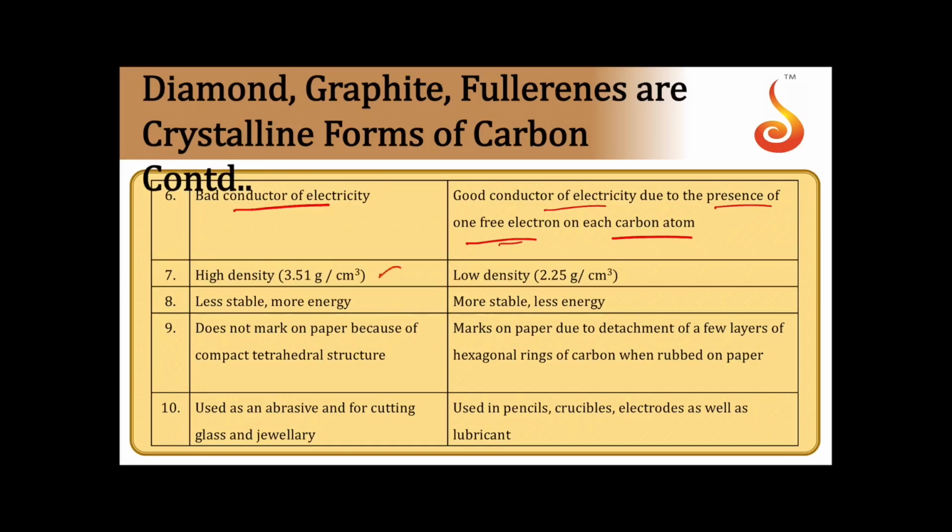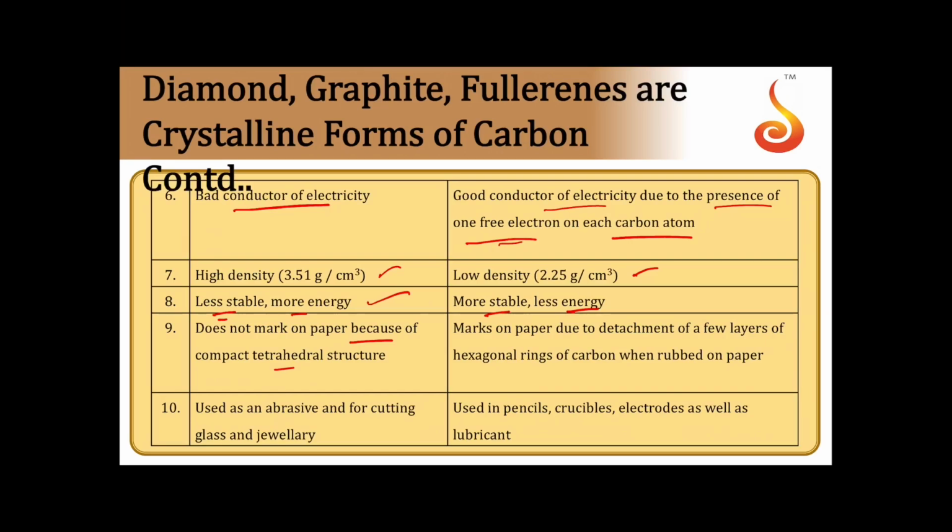Density is very high in diamond because of the compact structure. Density is not that high in graphite. We can say low density because of not a compact structure like diamond. And thermodynamically speaking, diamond is less stable because it's having more energy, and graphite is more stable because graphite has a lesser amount of energy. Diamond does not mark on paper because of a compact tetrahedral structure.